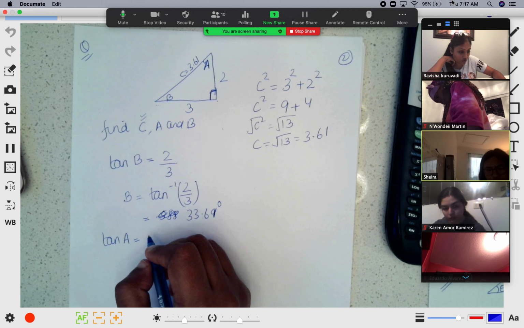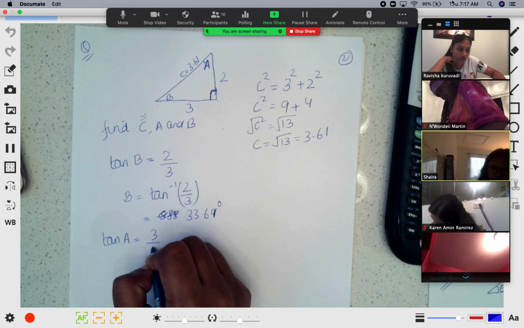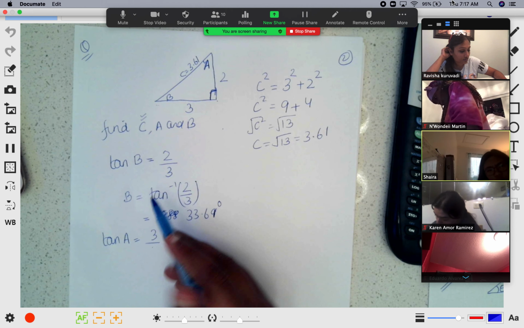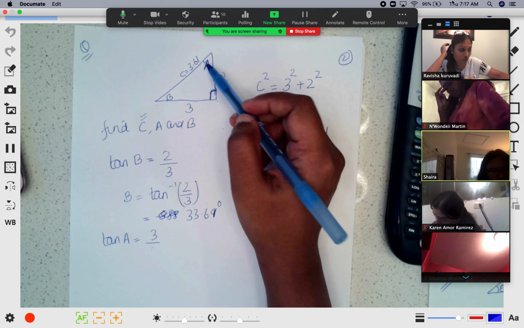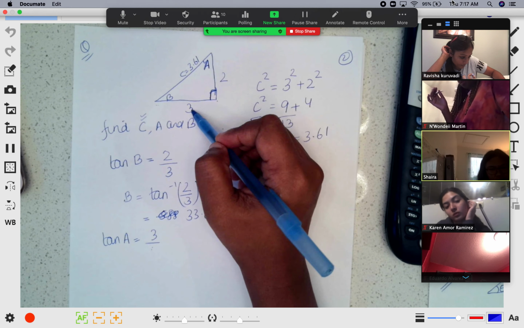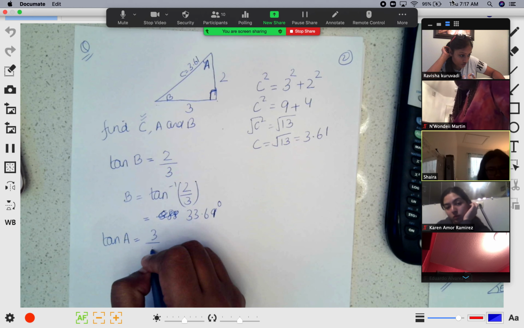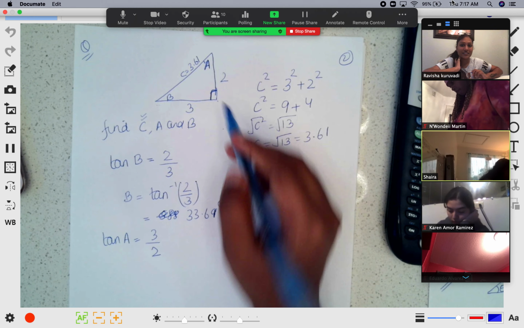3 over, and what's adjacent? What's adjacent to A? 3.61. 3 over what? Oh, 3 point. See here. Wait, how do you find tangent A? It is opposite over adjacent. Opposite is 3. What's adjacent to A? Adjacent is 2. See this side, right. Sorry. Oh my goodness. Yeah, okay.